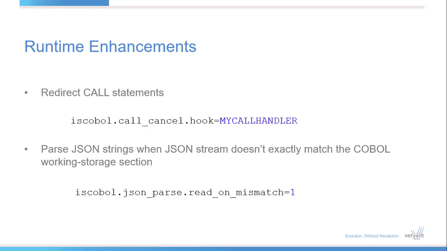When you're reading a JSON stream, sometimes it doesn't match your COBOL group structure that your program has to catch it. Now that isn't a problem with the new ISCOBOL JSON parse read on mismatch. Just set it to 1.